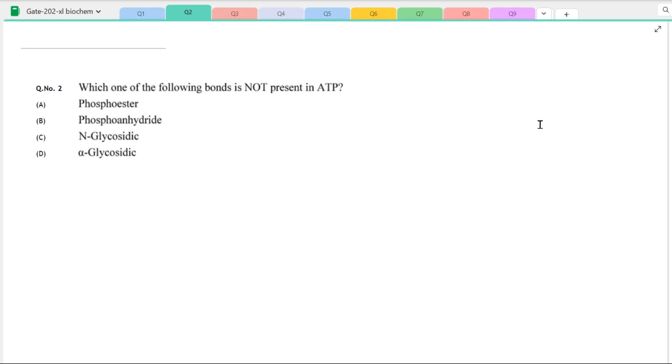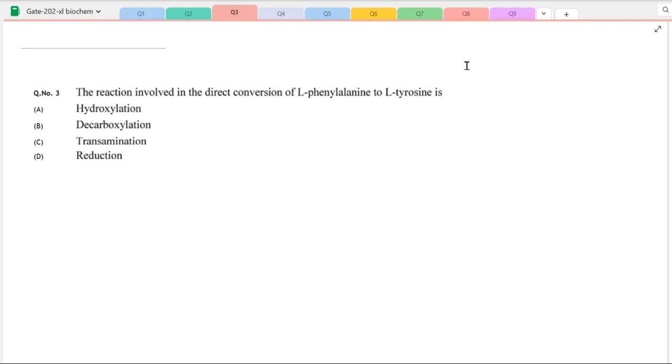Which of the following bonds is not present in ATP? If you look at the structure of ATP, which is a nucleotide, you will have a phosphoester bond, you will have a phosphoanhydride bond, and you also have an N-glycosidic bond. However, what you don't have is an alpha glycosidic bond. So the correct answer here is alpha glycosidic bond. Moving on to the next question.